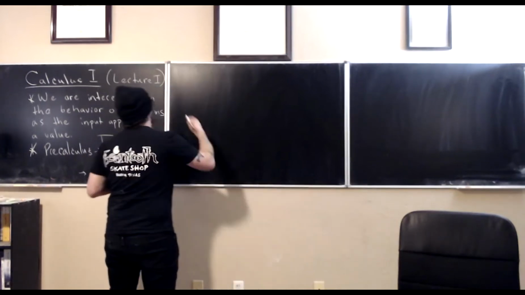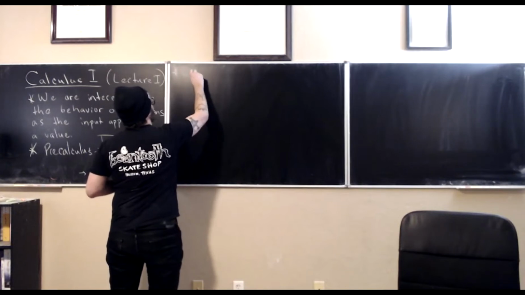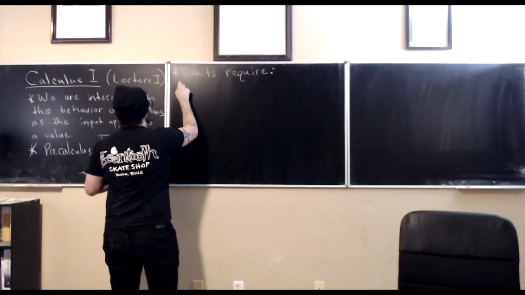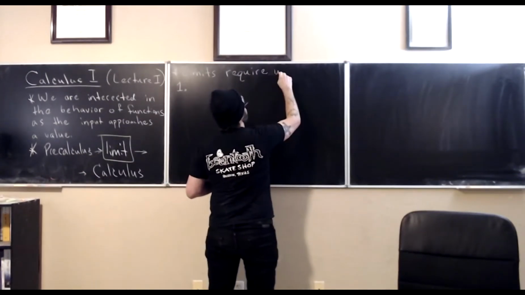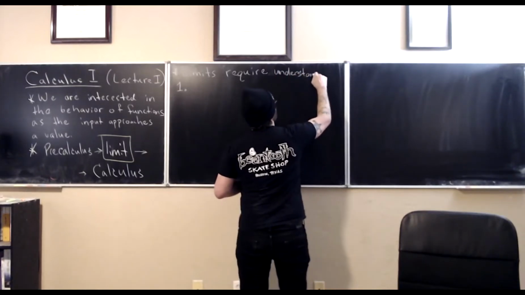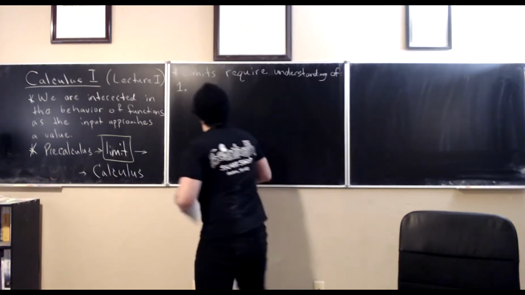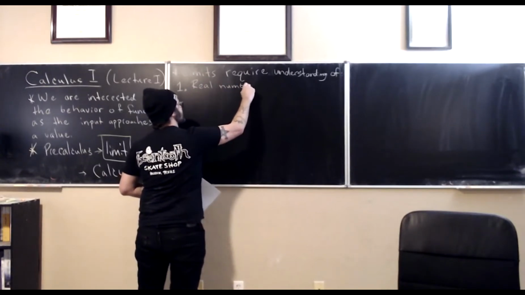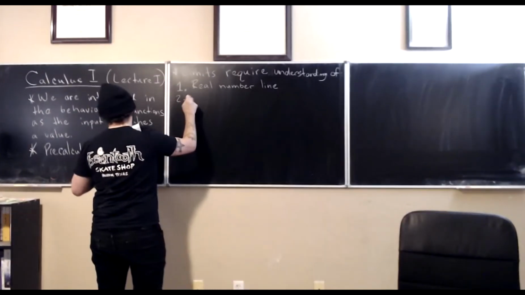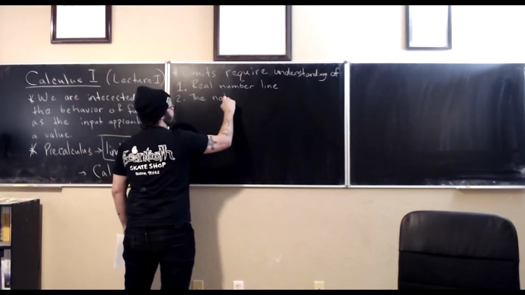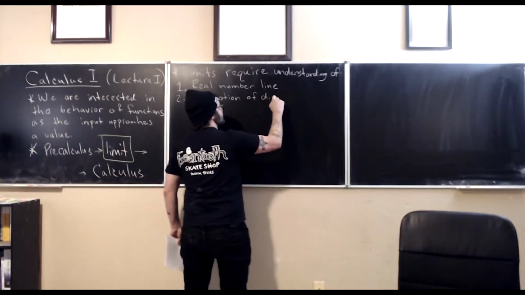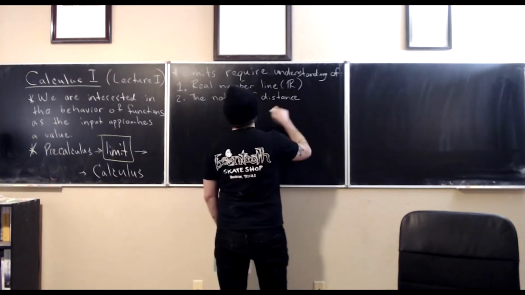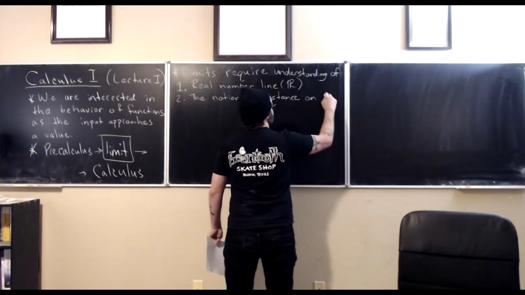So in order to understand limits, let's write it out. Limits require a few things, right? So one, well, maybe require understanding of a few things. Number one, most importantly, is the real number line. Number two, the notion of distance. So the real number line, I'm going to denote by that R, fancy R. And then for two, the notion of distance on the real number line.